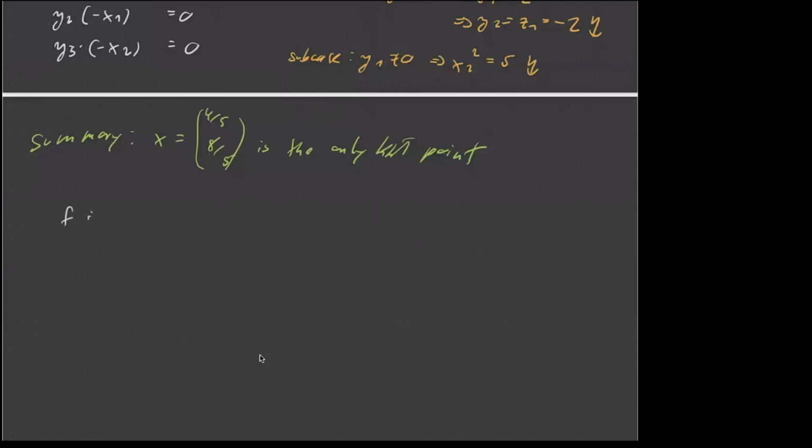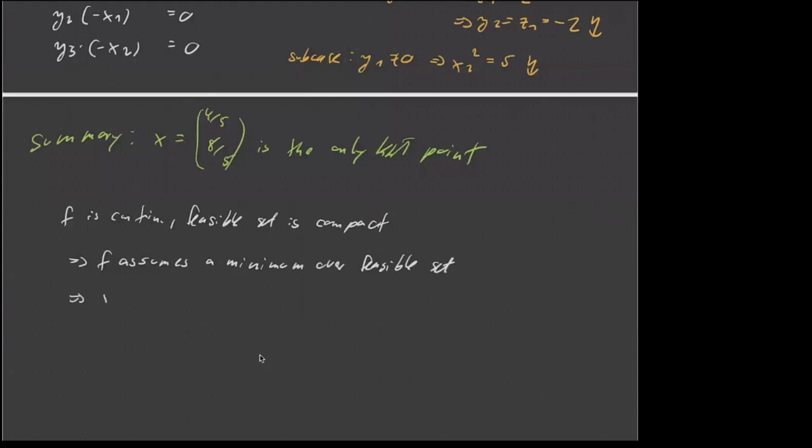Okay, so f is continuous. The feasible set is compact. And that means f assumes a minimum over the feasible set. So as x is the only candidate, x must be a minimizer.